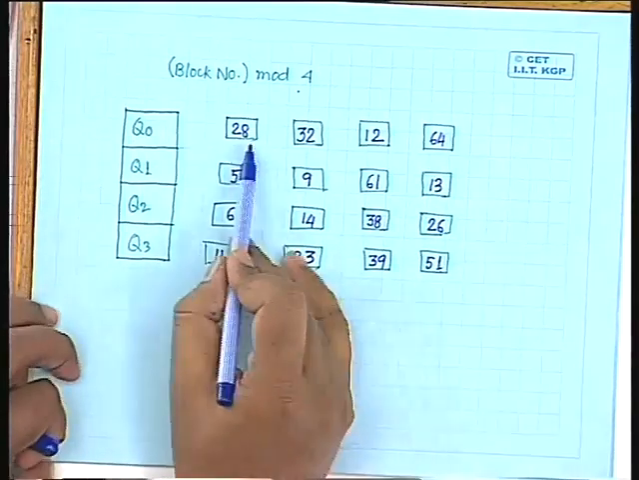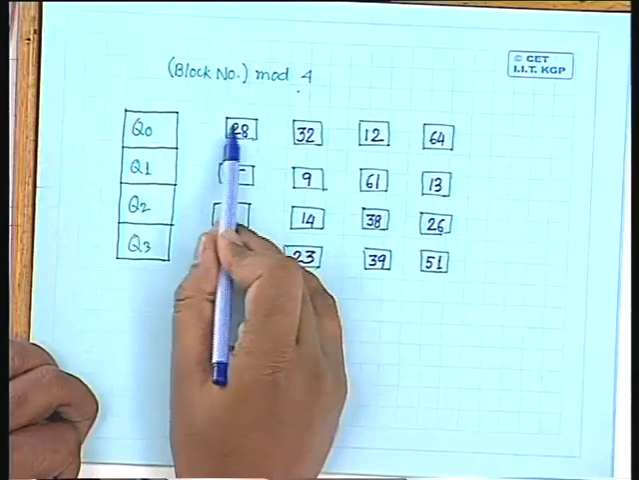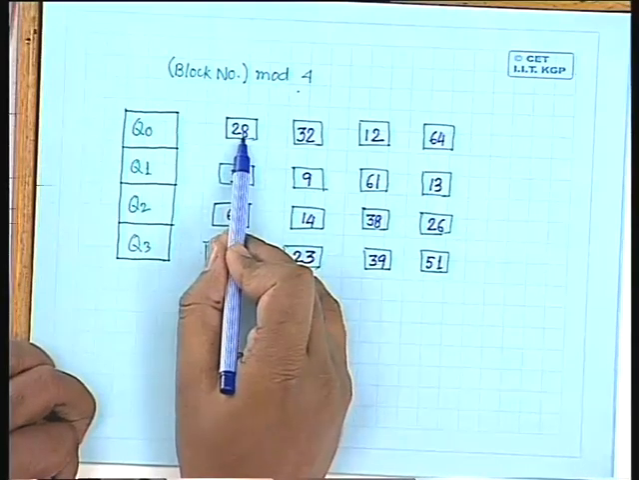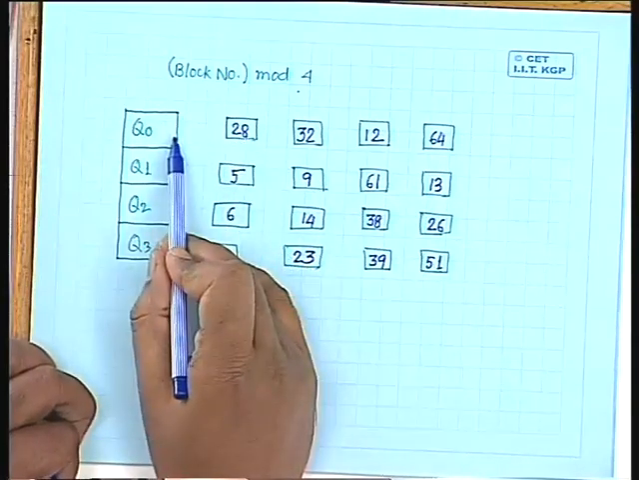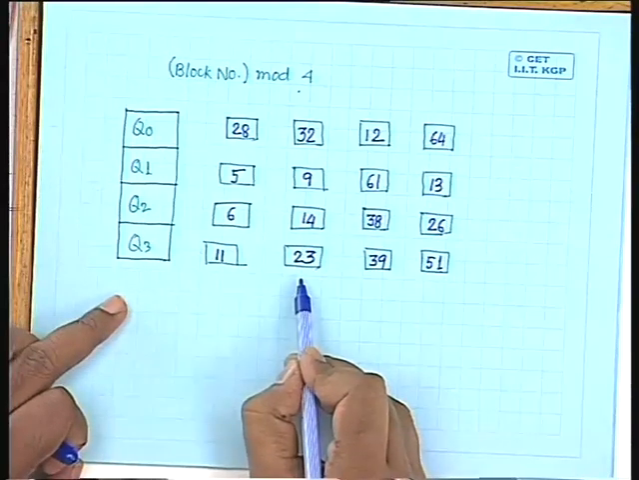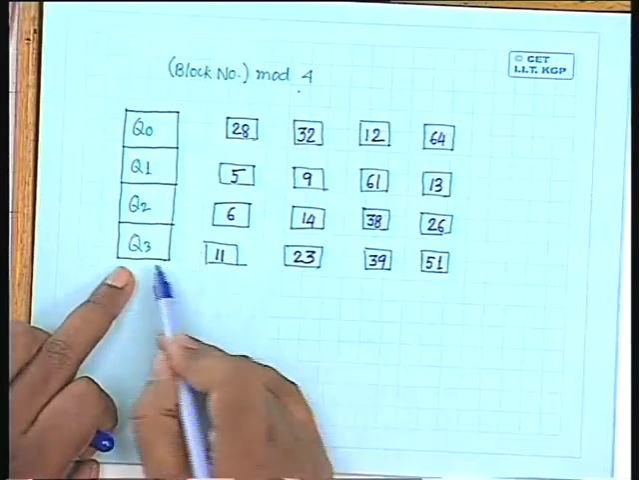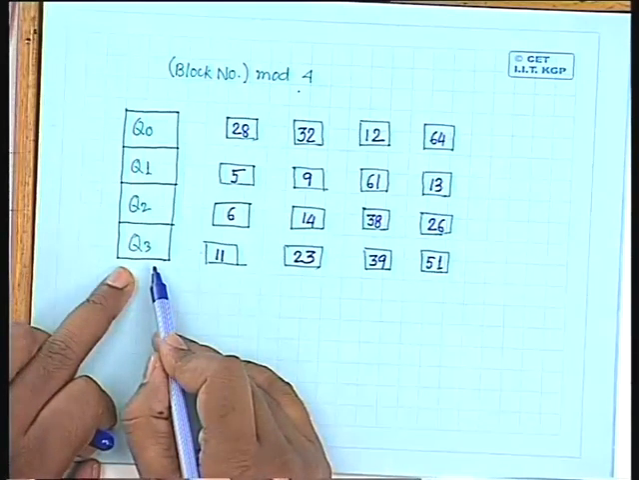So you find that if I perform 28 mod 4, that becomes 0. So if there is any buffer containing block number 28, it has to exist in hash queue 0. 23 mod 4 gives you 3. So if there is any buffer containing block number 23, it has to exist in hash queue 3.